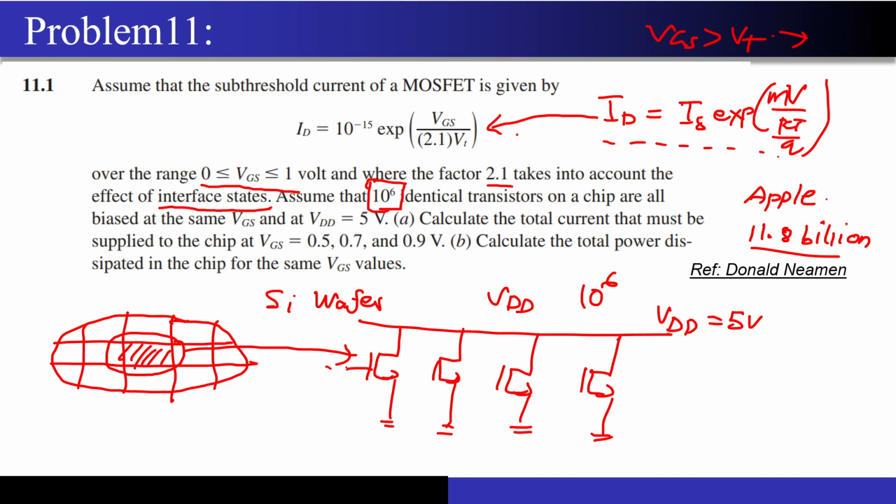So now this VGS that you are seeing, the same VGS has been applied across all the MOSFETs. And this VGS has been varied: 0.5, 0.7 and 0.9 volts. So the first question that they are asking: calculate the total current that must be supplied to the chip at VGS equal to 0.5, 0.7 and 0.9 volts. So let me solve this question for VGS equal to 0.5 volt first.